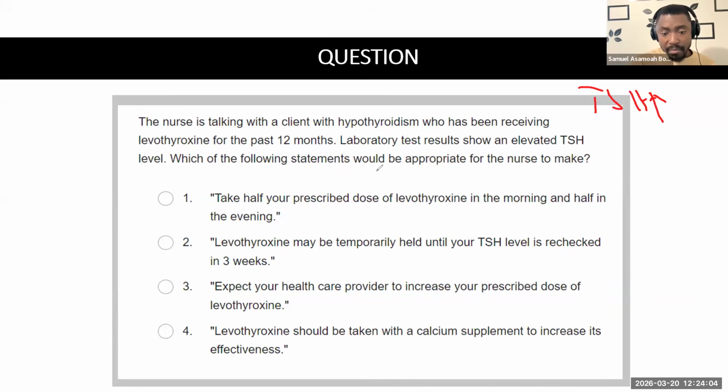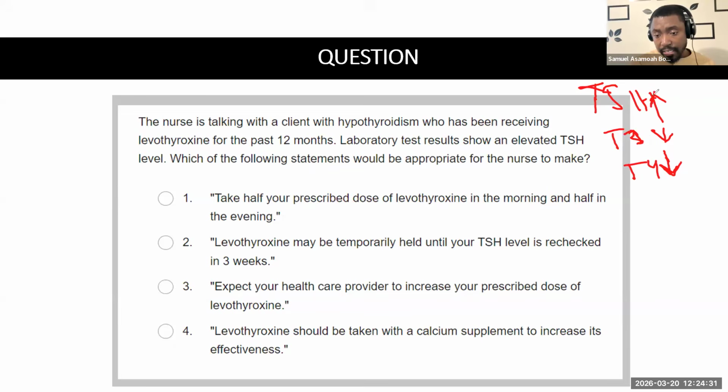Which of the following statements will be appropriate for the next minute? Now, before we go to the answers, when TSH is high, normally T3 and T4 levels will be what? Low. That is when the TSH will keep increasing, right? Yes, sir. I will teach you something from here, but we will answer the question first, then I'll move on.